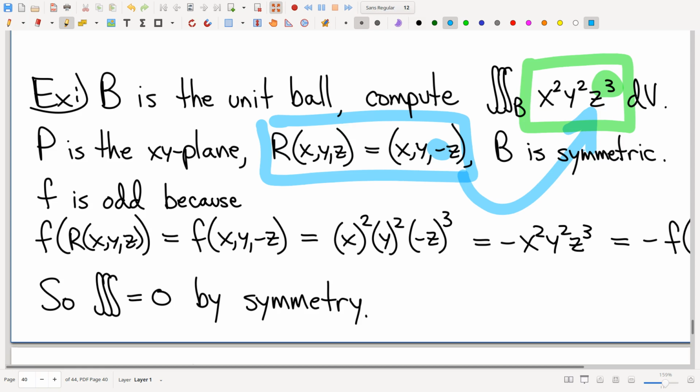So rewinding. I noticed the 3. That makes me want this to be my formula for my reflection. I emphasize this is a wish list. I don't know that this is a reflection yet. All I know is I wish this was a reflection. So now I have to ask myself, is this formula right here, in fact, a reflection at all? And if it is a reflection, what is it a reflection through? And so then you draw yourself a little picture. And let's see here.